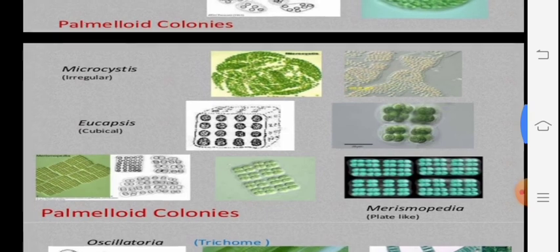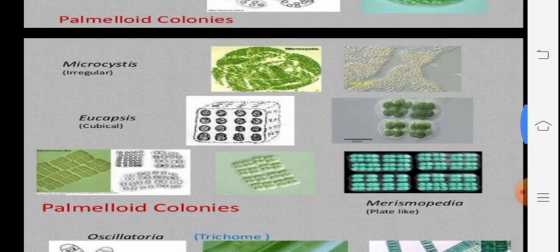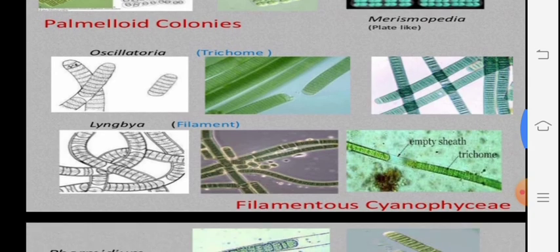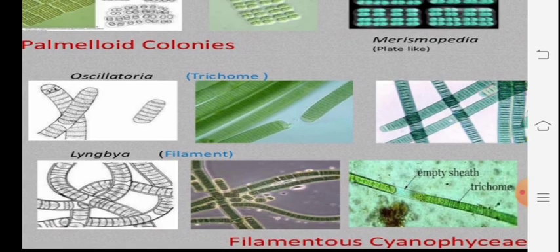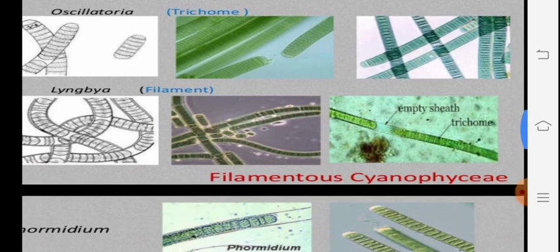Microcystis, then Eucapsis. So Eucapsis or Microcystis, they are having the different forms. Then secondly, palmelloid colonies are there. Merismopedia is there. In trichomes, Oscillatoria is the good example. In live condition, the apex shows the oscillation, and here is shown the fragmentation through the hormogonia, right? So you just go through it.